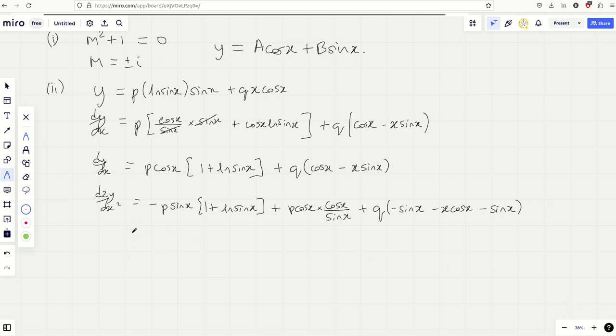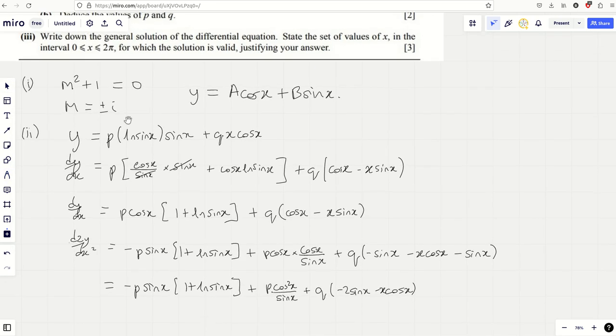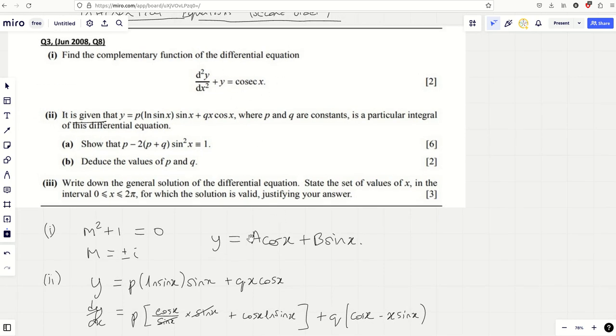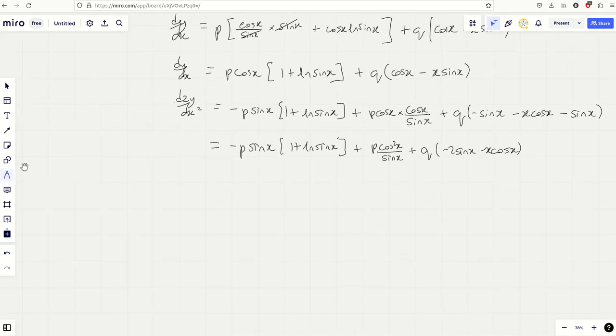Cool. Okay, let's tidy this up a little bit. We've got minus p sin x, 1 plus ln sin x, plus p cos squared x over sin x, and then plus q times minus 2 sin x minus x cos x. And now what I can do is plug in my y and my d2y by dx squared into the differential equation, because it should solve it for all values of x. So plug the PI in.